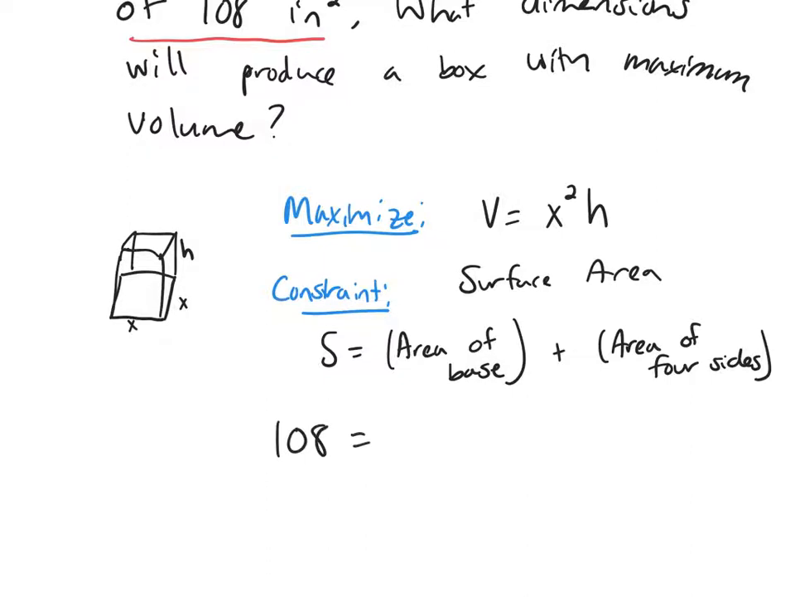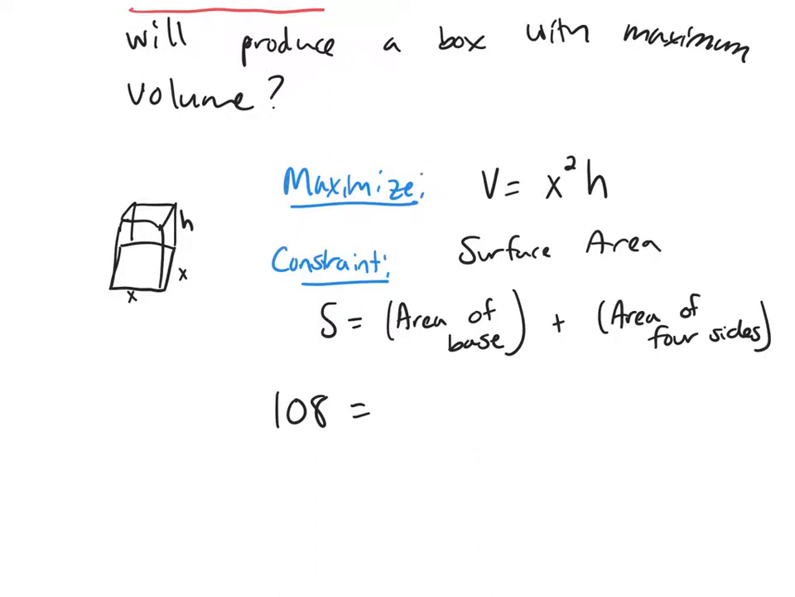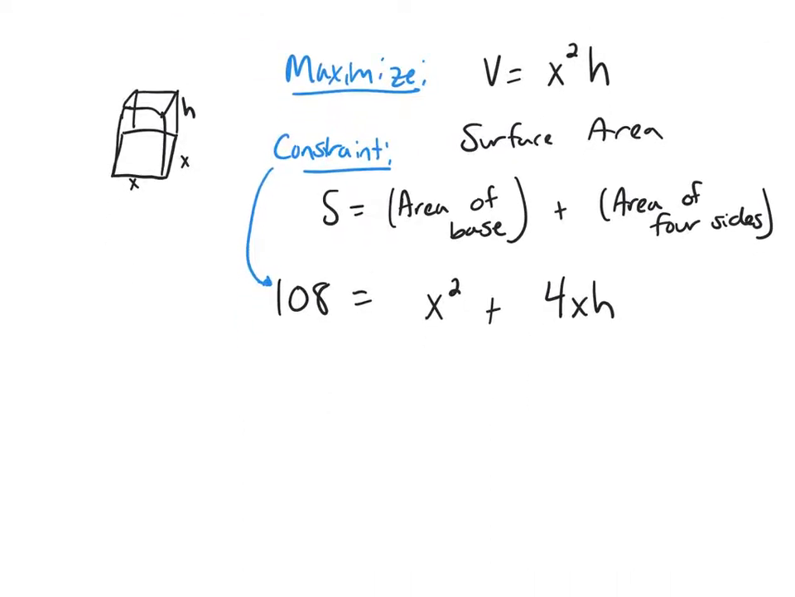What's the area of the bottom? Well, the bottom's a square, so the area is x squared. And each side, what's the area of each side? It's x times h. It's a rectangle, and there are 4 of them, so it's 4x times h. So this is our constraint equation down here. So if you look at your constraint equation, we can solve for h in this equation. So let's do that.